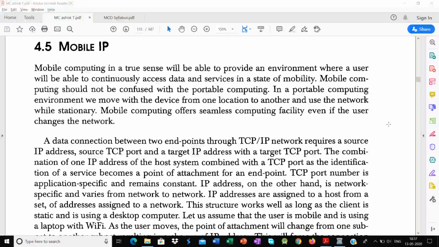Hello. Our next part is mobile IP. So, mobile computing in a true sense will be able to provide an environment where the user will be able to continuously access data and services in the state of mobility.